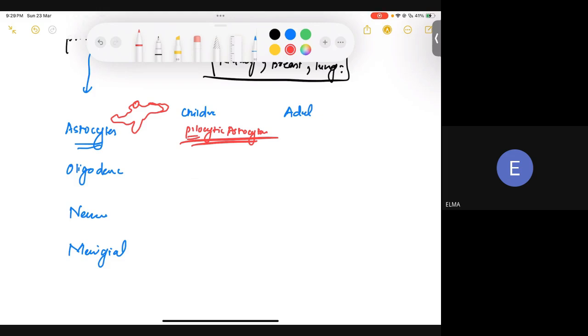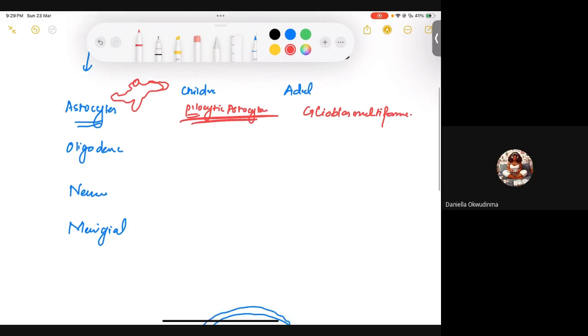While whenever the astrocytes give rise to tumors within adults, that would be known as glioblastoma multiforme. Is that clear? Hello? Yes, sir. Yes, we can hear you.